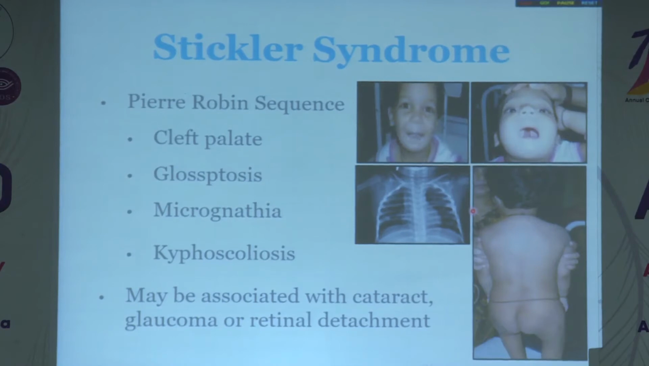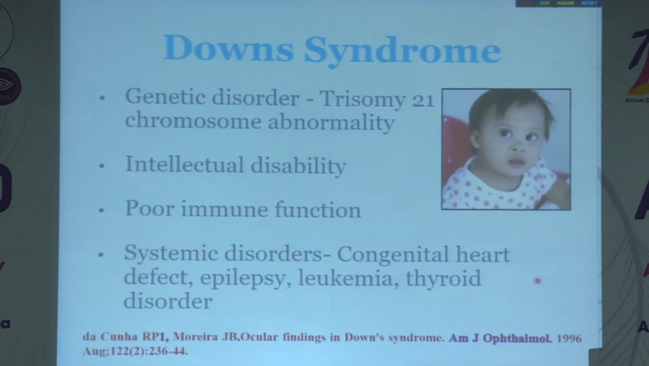So the typical Pierre-Robin sequence is seen where we can see a flat mid face, a cleft palate, glossoptosis, which is a backward placement of the tongue, micrognathia, that is the lower jaw is very small in size, and associated spine deformities like kyphoscoliosis. Along with myopia, there may be associated cataract, glaucoma, and retinal detachment. The next in the list is Down syndrome, which is again a genetic disorder. We all know that it's due to trisomy 21 chromosome abnormality.